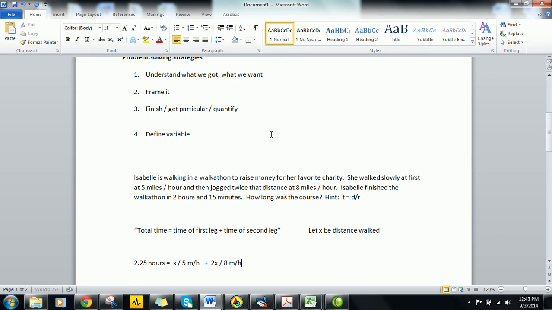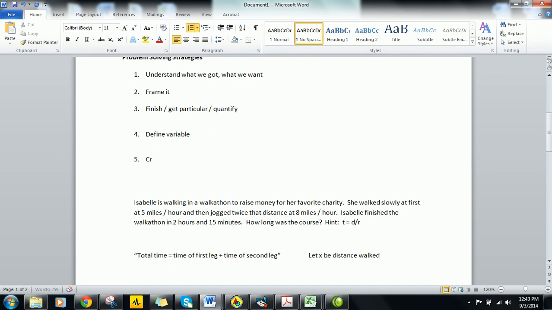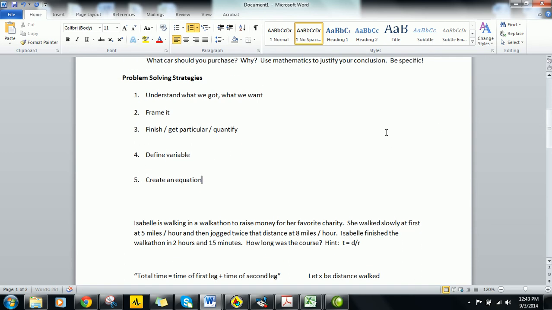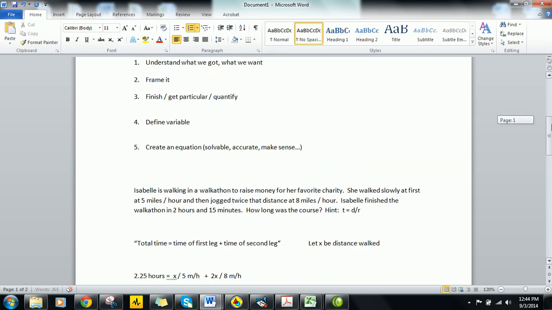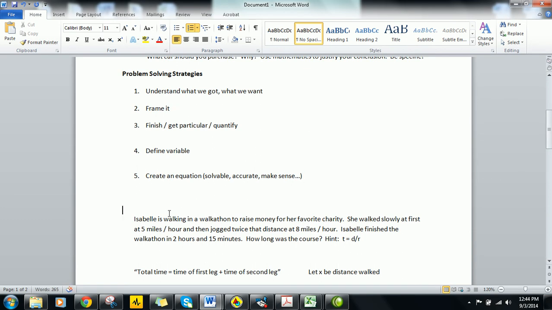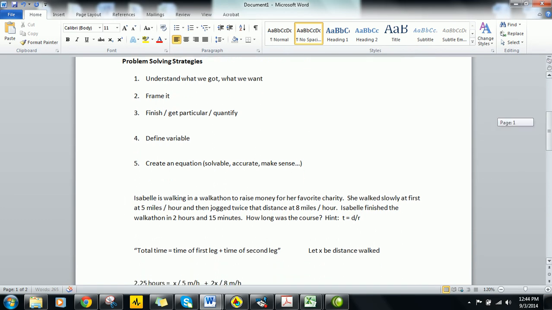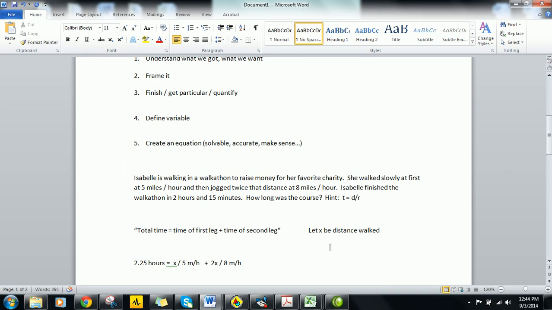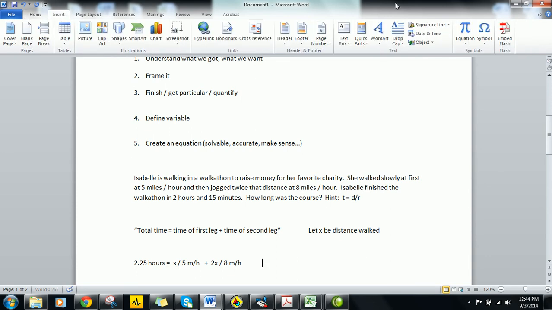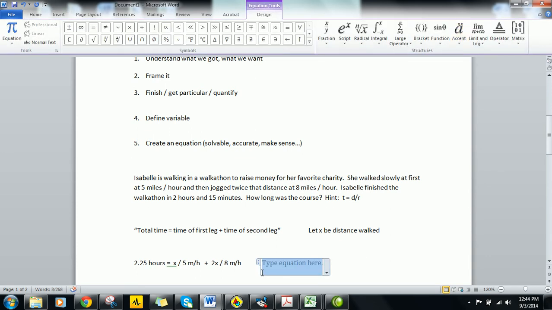So I've defined my variable, and by doing so, that allowed me to create an equation. And this is where some of us got stuck. It needs to be a solvable equation, and it needs to be accurate. It needs to make sense, et cetera. And I think it's by framing that I can make sure those things happen. So I now have my equation, and I'm going to clean it up right now. The equation, to make it look a little prettier, is going to look like this.